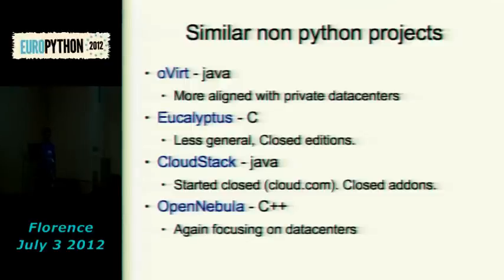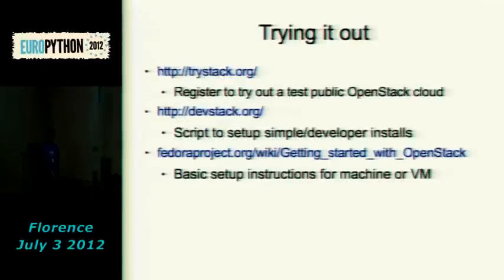Eucalyptus, that's the one that Amazon have partnered with. That's implemented a lot in C. It's more concentrated, less general. It's more concentrating on EC2 functionality. And there are closed editions then to get support like that. CloudStack is Citrix's one that's in Java. Again, it's an open core model, and it has closed add-ons onto that. And OpenNebula is a similar project in C++, and again, that's more aligned with private data centers.